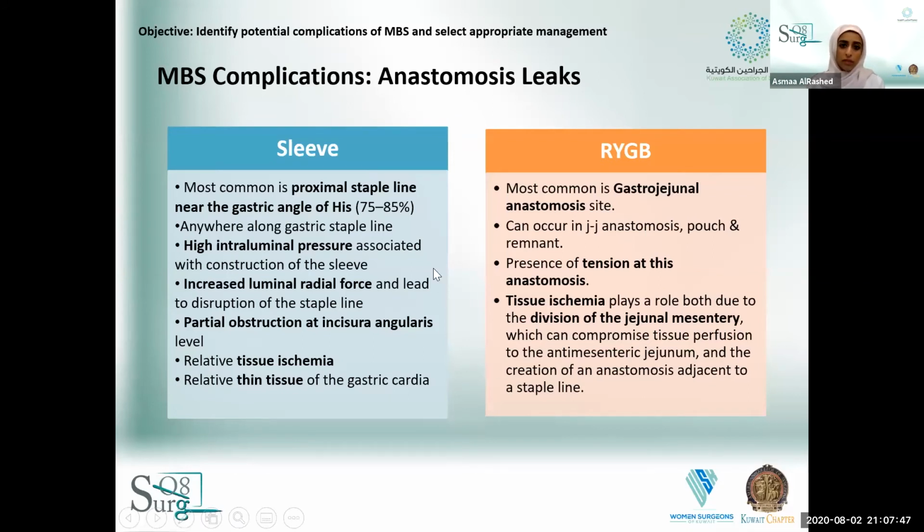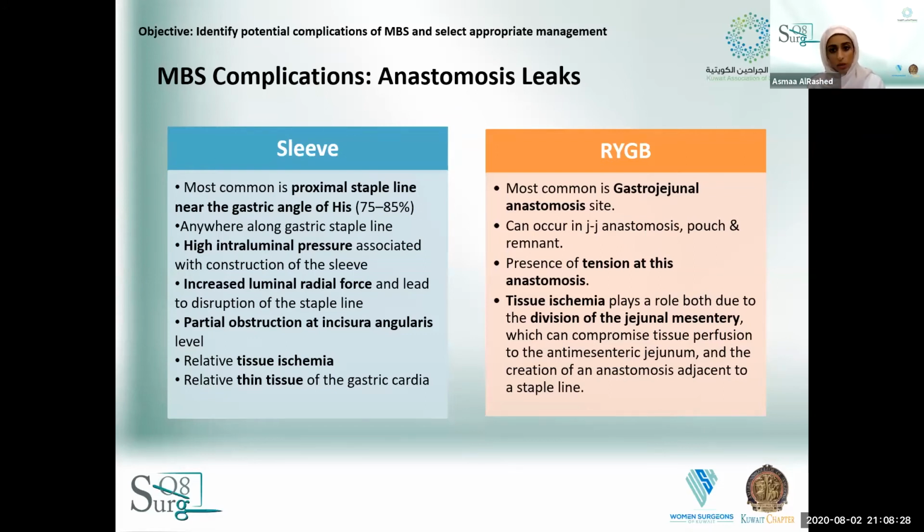The theory behind the anastomotic leak in sleeves is attributed to increased intraluminal pressure, right? You have the stomach, and then you restrict it when you cut it, and it's too small now. So you have increased intraluminal pressure, which can also result in increased radial force, and that can lead to disruption of your staple line. Sometimes, with angulation, you could have partial obstruction at the incisura, and you could have tissue ischemia, although generally the stomach is well vascularized. Also the tissues at the cardia are thinner, so sometimes that area can leak.